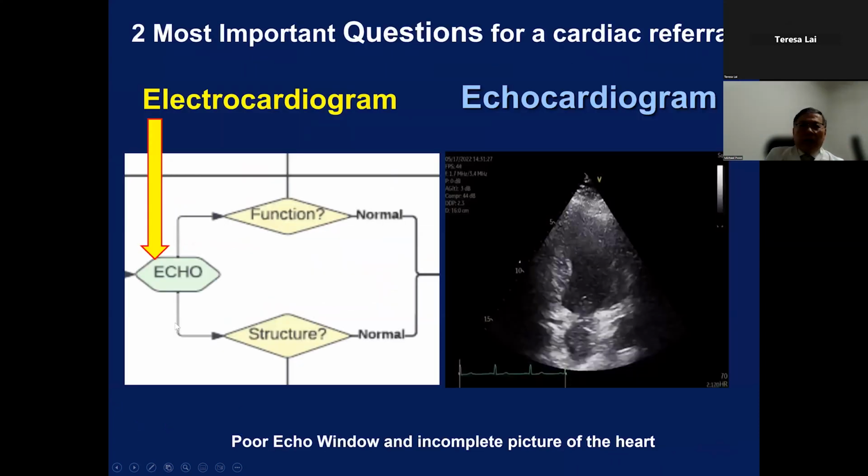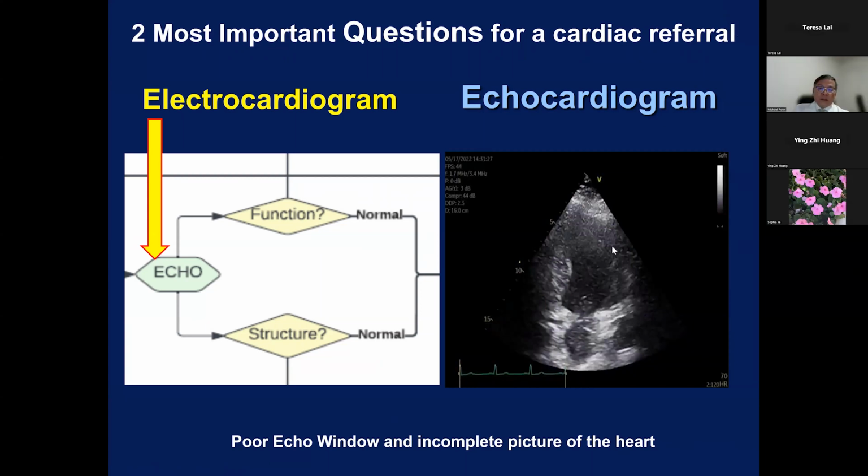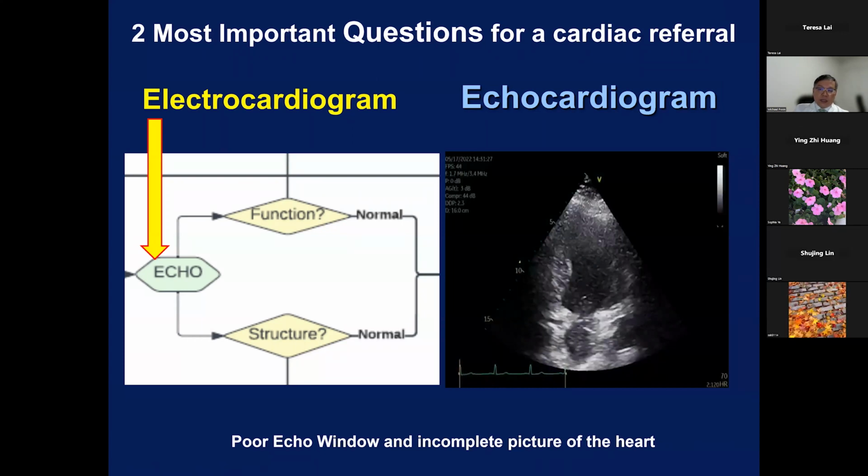If you look at an echocardiogram, the two most important questions after we perform an echo are: what is the function and what is the structure? And the function of the heart is everything in cardiology. And if the function is no good, really everything is going to be a problem for the cardiologist and the PCP.